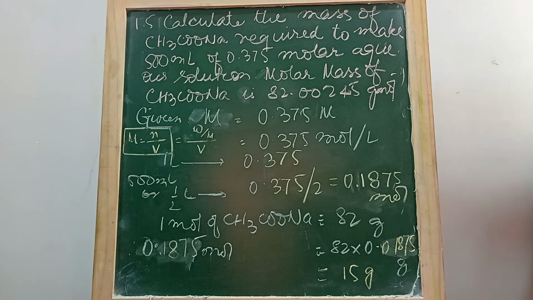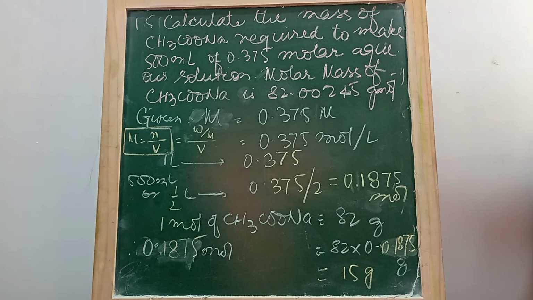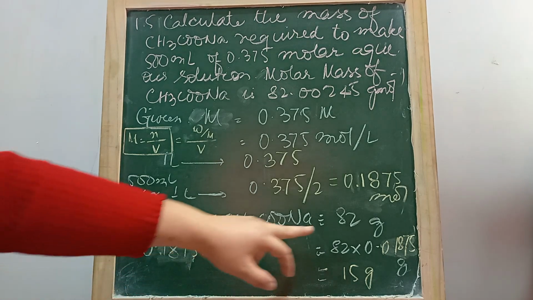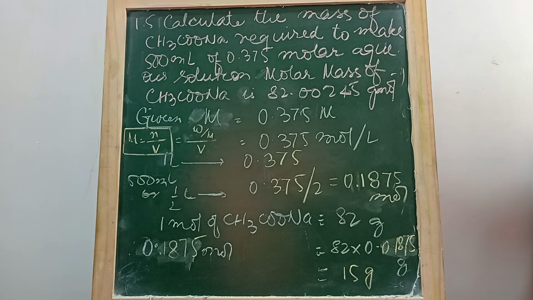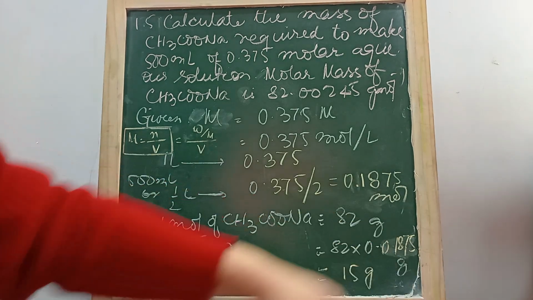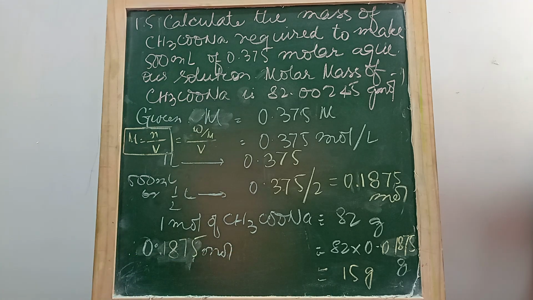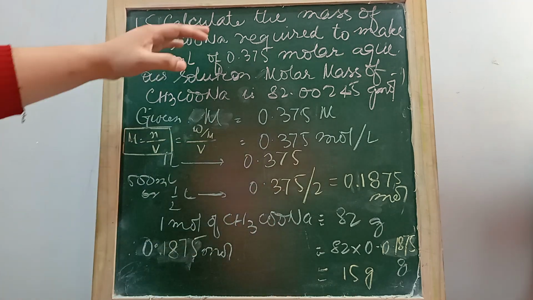Still, the question has given it, so we will use this one, 82 gram per mole. That means 1 mole of sodium acetate weighs 82 gram. So obviously, the mass of the 0.1875 mole that you want will be 0.1875 multiplied by 82. So it's around 15 gram. This is the final answer. So 15 gram of sodium acetate will be required.